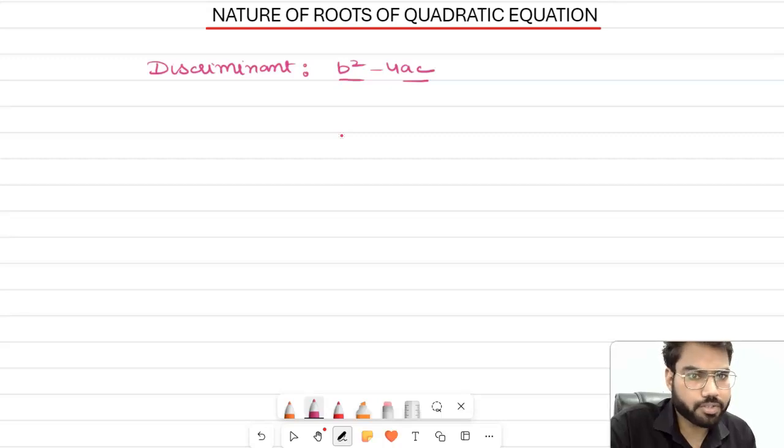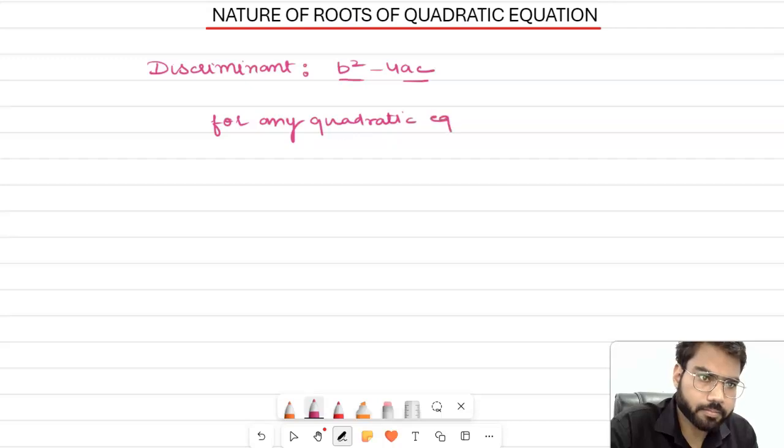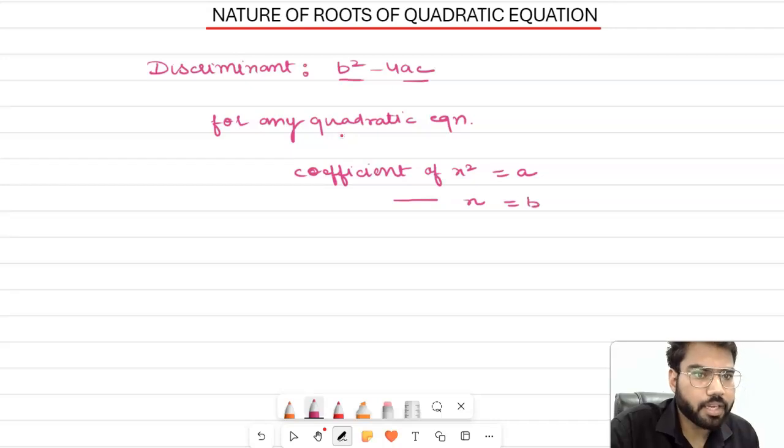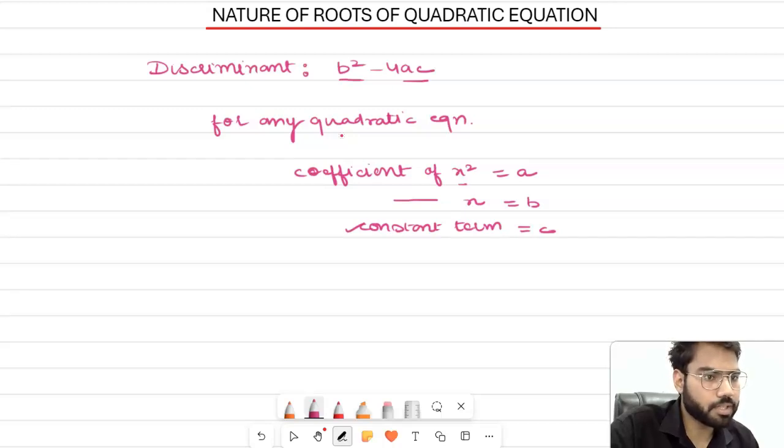So for any quadratic equation, the coefficient of x square is known as a. Coefficient of x is known as b, and the constant term is known as c. Constant term is that which is free from any kind of variable. So coefficient of x square is a, coefficient of x is b, and constant term is known as c.